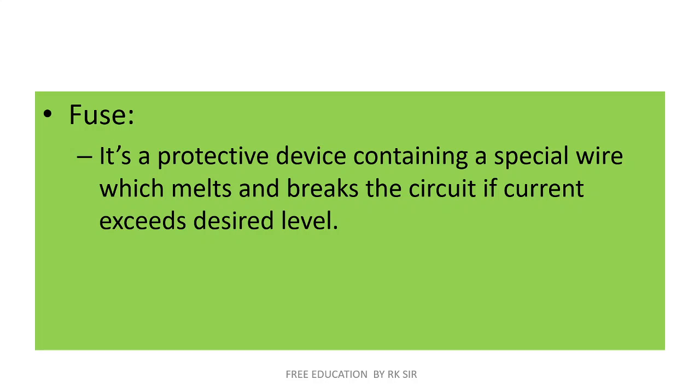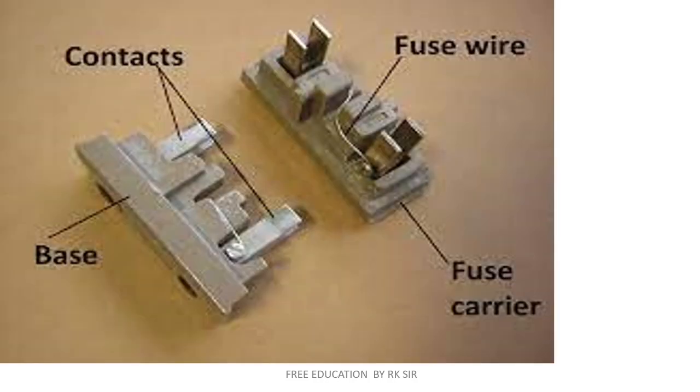It is a protective device containing special wire which melts and breaks the circuit if current exceeds the safe desired level. What is a fuse? It is a protective device containing special wire which melts and breaks the circuit if it exceeds the desired safe level. A fuse looks something like this, right? It is made up of two parts. One is the base and the fuse just laps over the base. So actually the fuse has a wire which is made up of Sn and Pb. So this is the picture in which you can easily see that the wire is broken down due to a heavy amount of current.